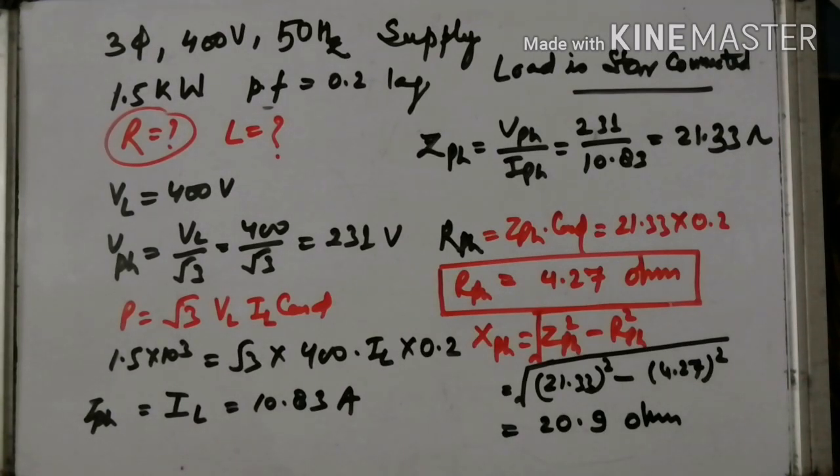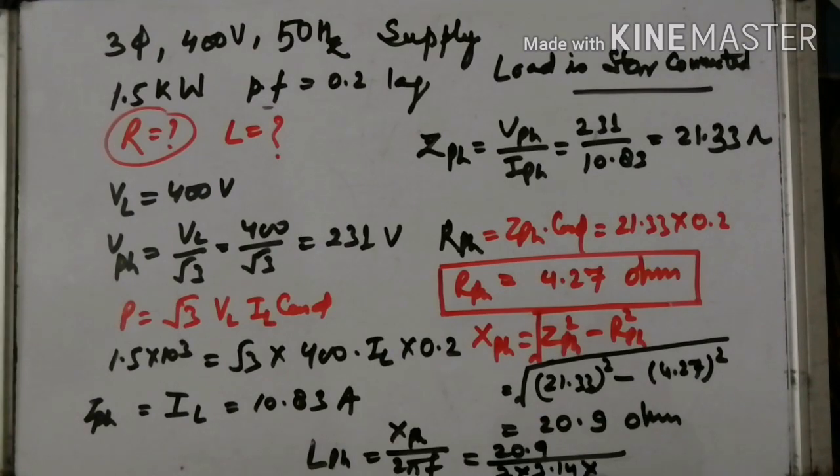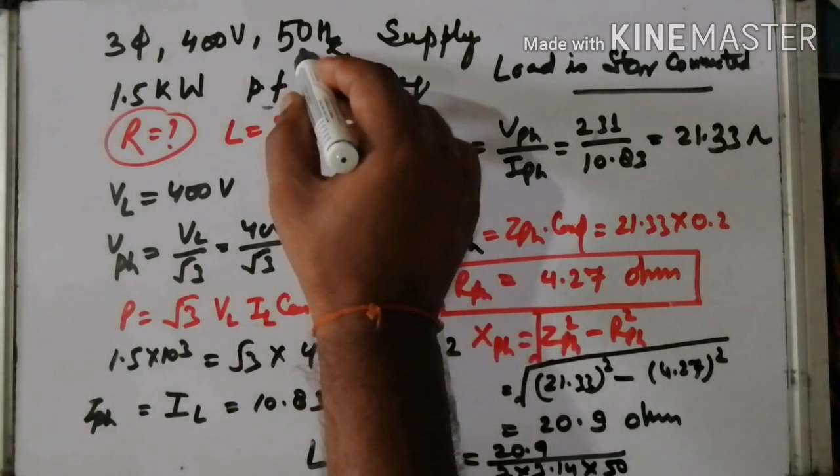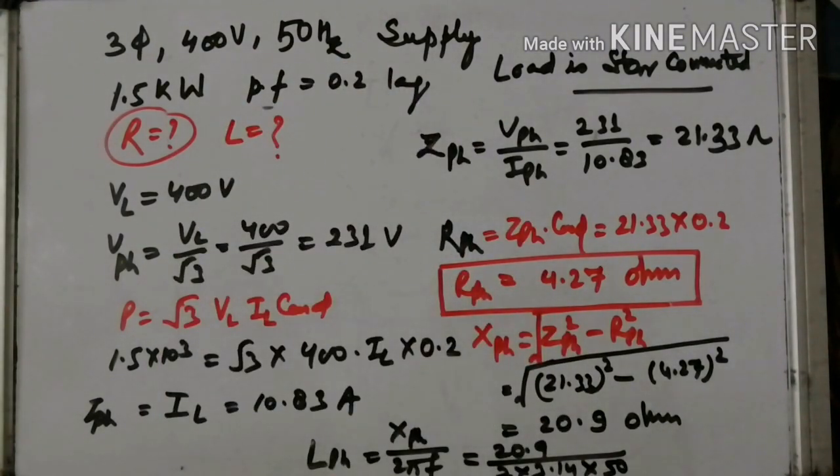Right? Now LPH is nothing but XPH divided by 2 pi F. Okay, it is 20.9 divided by 2 into 3.14 into 50 hertz, which is given over here, right? And it is 0.0665 Henry.